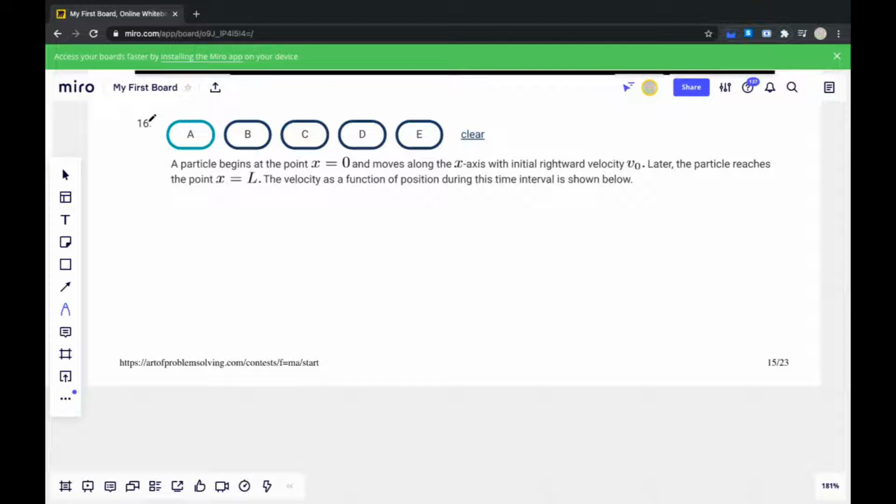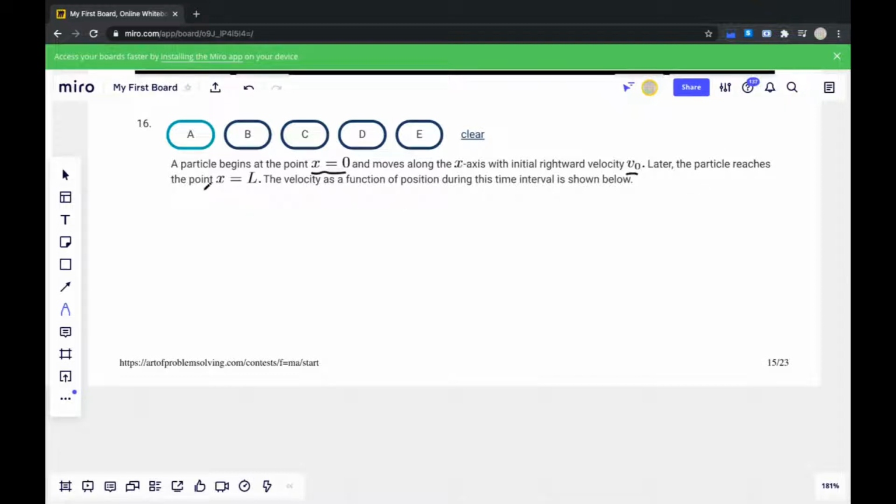In this video we'll be going over problems 16 to 25 on the F equals MA 2021 exam. So let's get started. For problem 16, we have a particle that begins at point x equals 0 and moves along the x-axis with some initial rightward velocity v0.